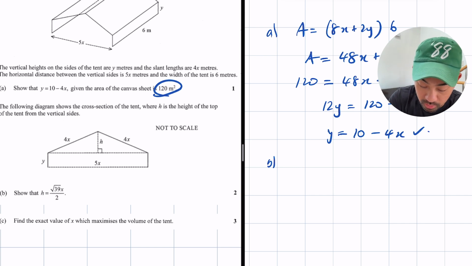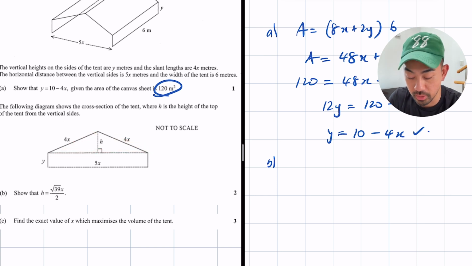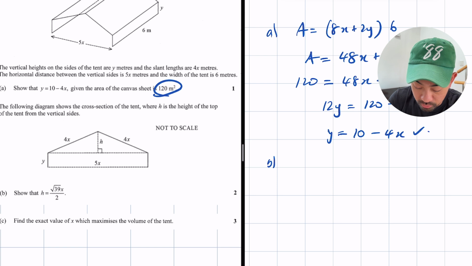All right, so part B says show that the height is root 39x over 2. So in this shape here, just by looking at it, whenever I see a right angle triangle, I'm thinking Pythag. So if it goes 5x all the way across, that means this has to be 2.5x.